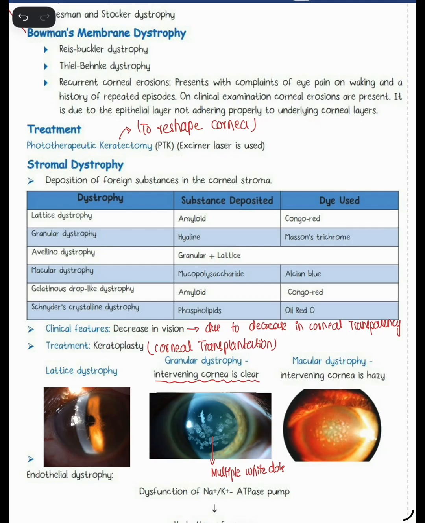the Schnyder's crystalline dystrophy. In the lattice and in the gelatinous, we have the amyloid and the stain is the Congo red. In the granular, we have the hyaline and the Masson's trichrome dye is used, and in the macular we have the mucopolysaccharide and the Alcian blue is the dye used, and in the Schnyder's crystalline we have the phospholipids and oil red O is the dye used for it.